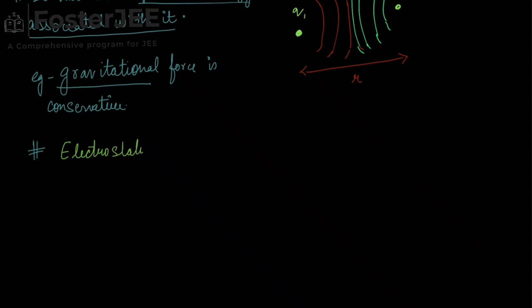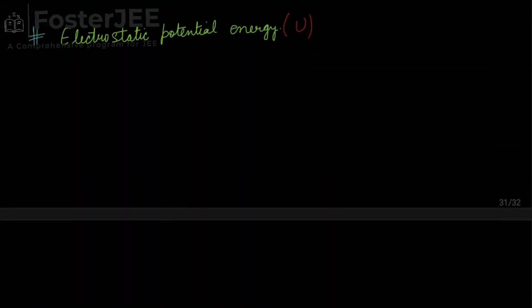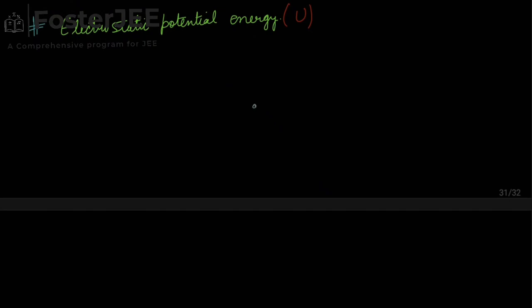Electrostatic potential energy is denoted by U. Now, let's find out the expression for U. Suppose we have one charge Q1 here and suppose another charge, initially it was at a very far distance, that is, let's suppose it's at infinity.